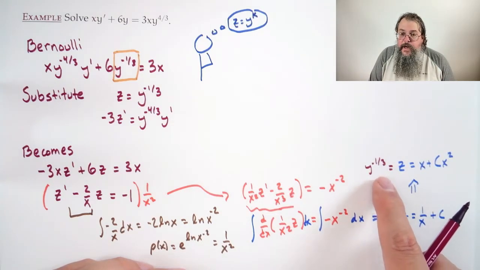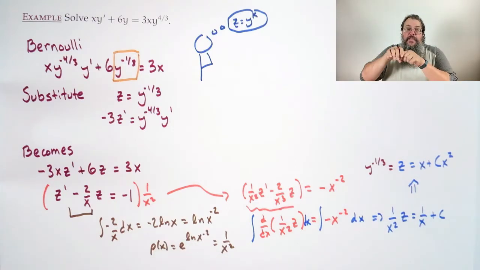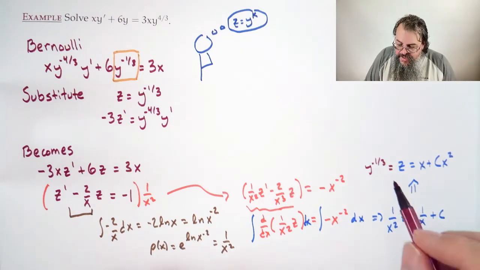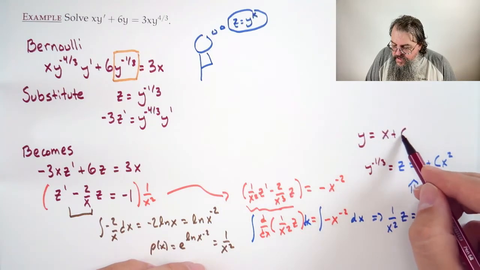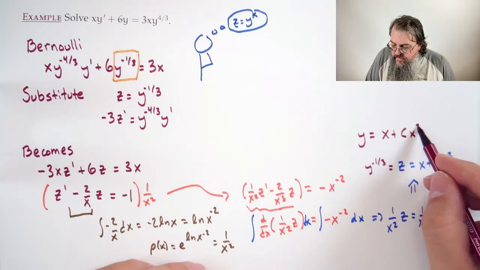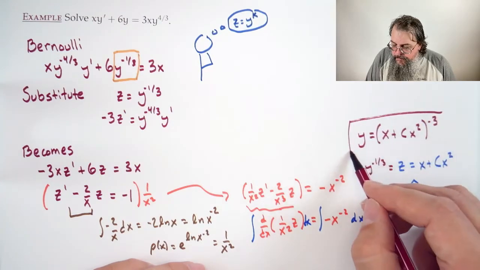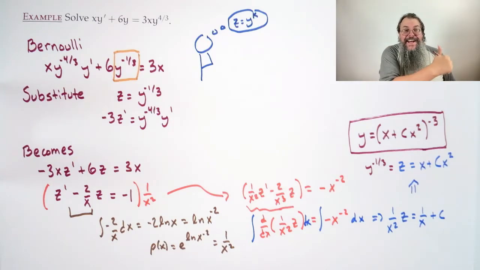Now, if I wanted to solve for y, I could raise both sides to the minus 3. So if you take something raised to the minus 1/3 power, raised to the minus 3 power, see the powers multiply, you get something to the 1. And so we can say that y is equal to something that looks like x plus some constant x squared, all raised to the power minus 3. And we're done. That's it. Woohoo! We did it!